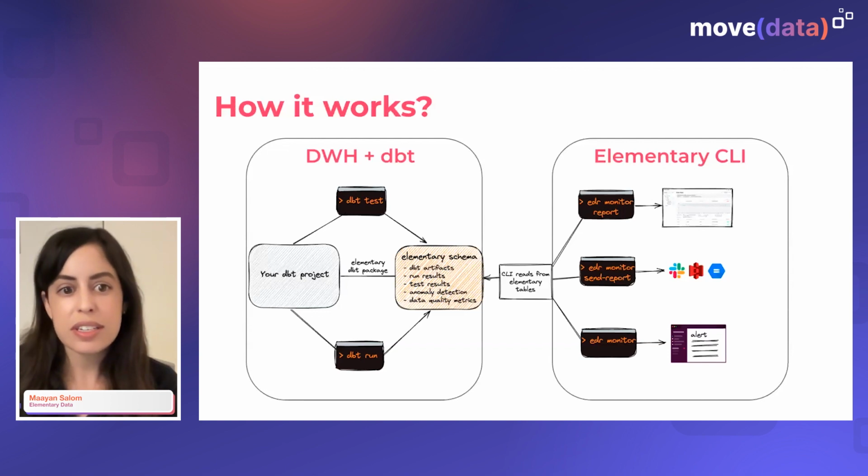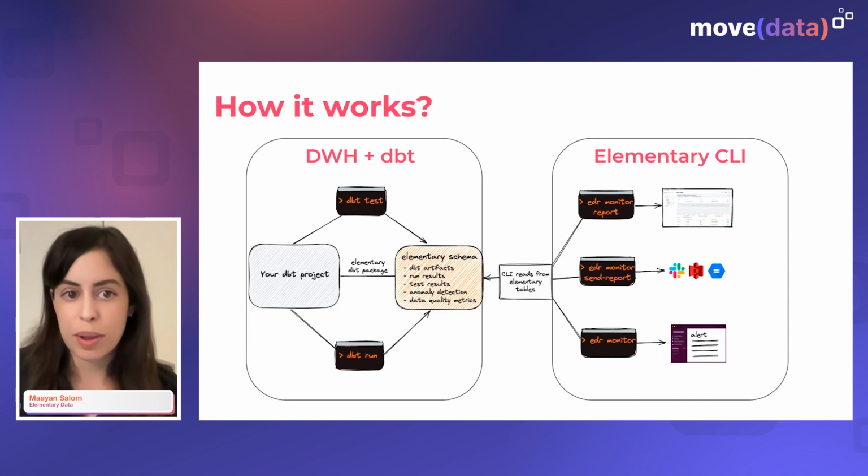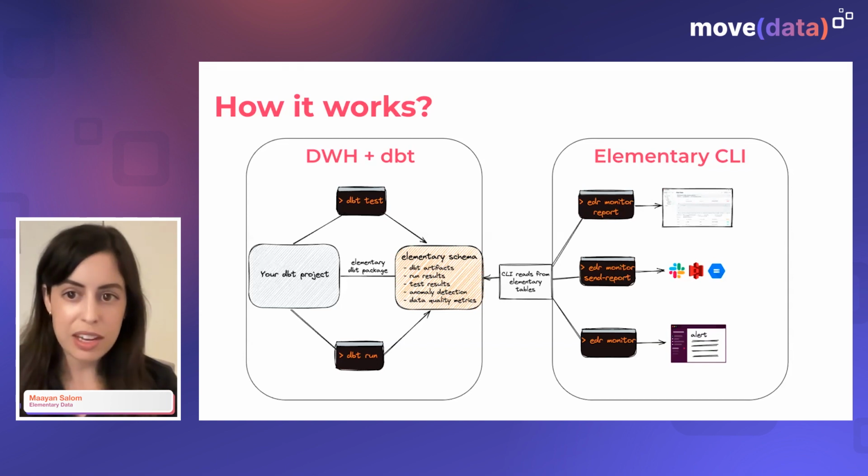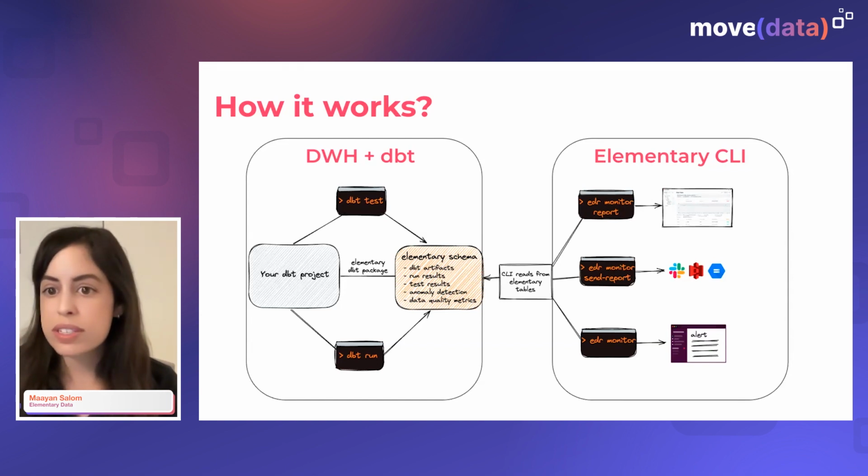This is how it works. Basically, the Elementary DBT package creates a schema in your data warehouse as part of your DBT project. You don't need to run any special command. Any DBT test or DBT run invocation enriches that schema with more data. And then you can use our CLI. The CLI reads from the Elementary schema and generates a UI. You can host that UI using S3 or GCS or just send it to Slack. And the CLI also generates Slack alerts, which you can send and distribute into different channels and users.